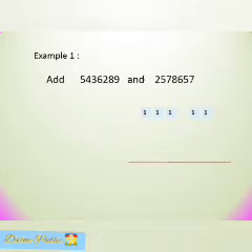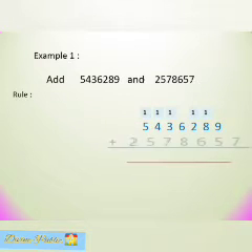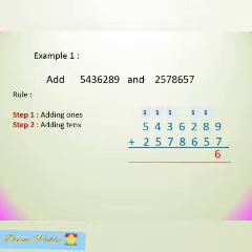Add 54,36,289 and 25,78,657. To add these numbers, firstly we have to arrange both numbers in columns, and we will follow the rule. Step 1. Firstly we will add the ones. So 9 plus 7 will be 16. So 1 will be carry and we'll write the 6 at the ones place.